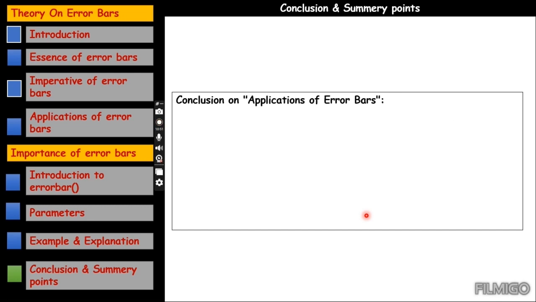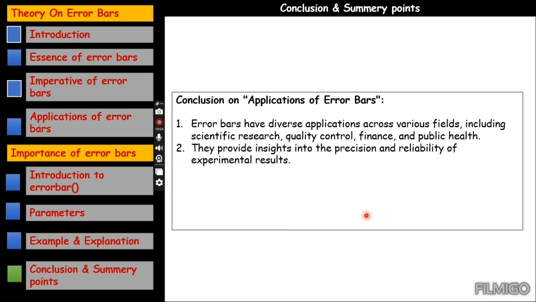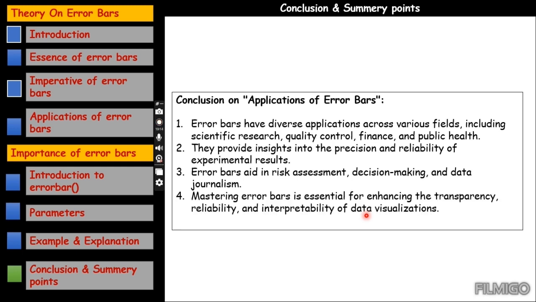Conclusion on applications of error bars. Error bars have diverse applications across various fields, including scientific research, quality control, finance, and public health. They provide insights into the precision and reliability of experimental results. Error bars aid in risk assessment, decision-making, and data journalism. Mastering error bars is essential for enhancing the transparency, reliability, and interpretability of data visualizations.